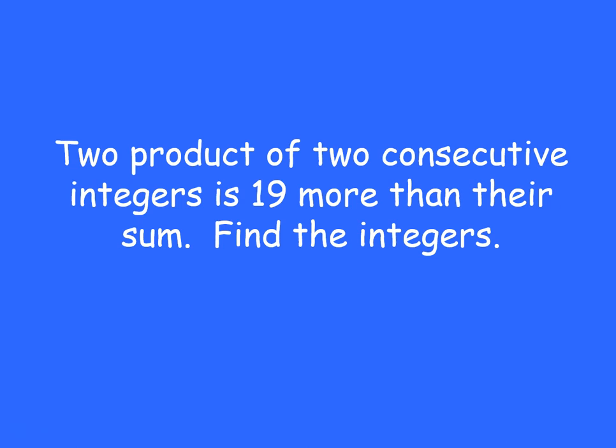So call the first integer x and the consecutive integer x plus 1. You've got to find their product. Is, oh, that means equals 19 more than their sum. Okay, pause the video. Let's see how you do.